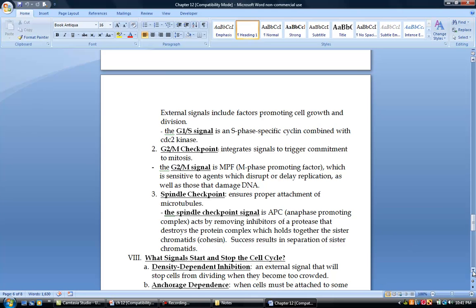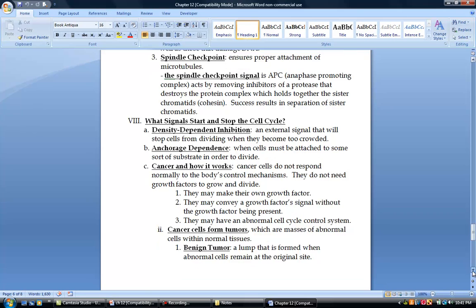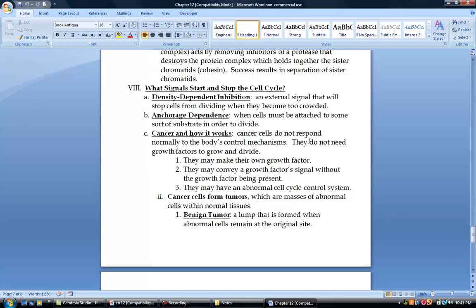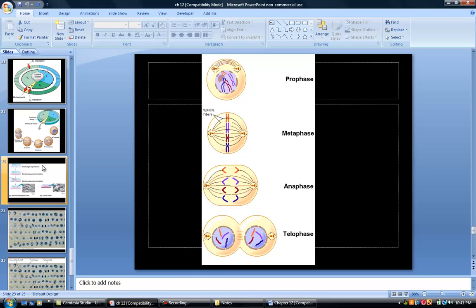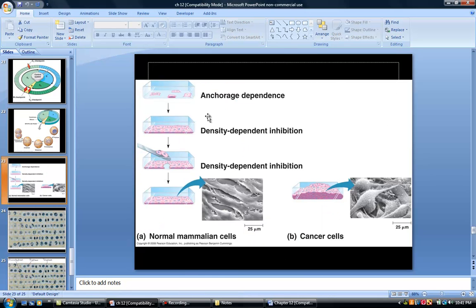So what we're going to finish up with is just talking about the different signals that can start and stop the cell cycle. So there's a couple of different things that will make a cell cycle kind of stall out. One of them is going to be anchorage dependence. And if you see in this picture, what that means is these cells are not going to do anything further if they're not anchored to something. So you don't want cells just dividing out of control, floating around your body. And so that's what anchorage dependence has to do. They have to be attached to something else before they can actually split.